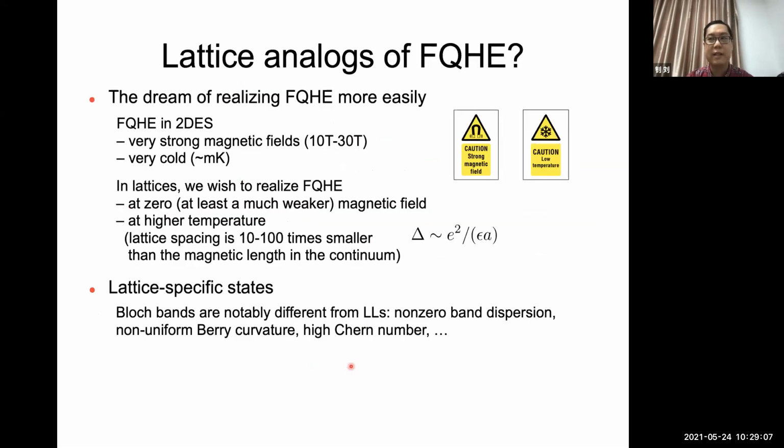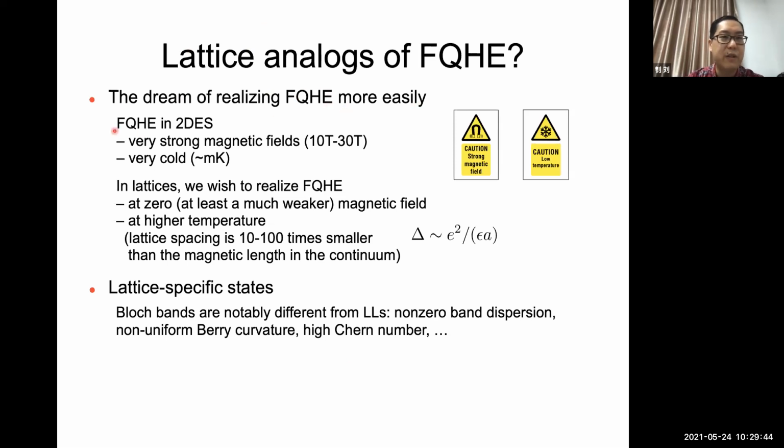Okay, so now we have seen that the integer quantum Hall effect can be realized in lattice models at 0 magnetic field. So a natural question is, can we find lattice analogs of the fractional quantum Hall effect? You may wonder why we need to look for the fractional quantum Hall effect in lattice models. After all, we already have it in the continuum 2D electron gas, right? So in my opinion, I think the motivation is based on 2 points. The first one is the dream of realizing the fractional quantum Hall effect more easily.